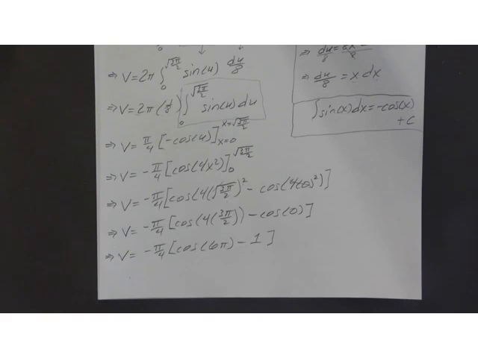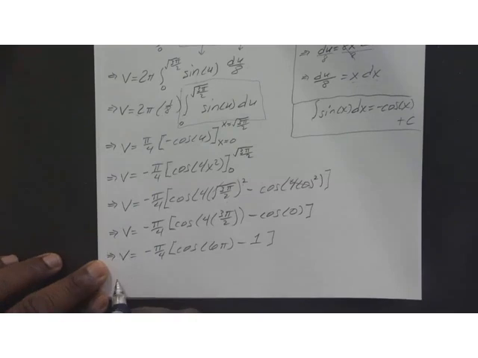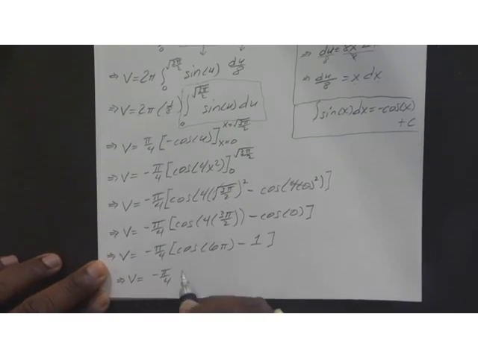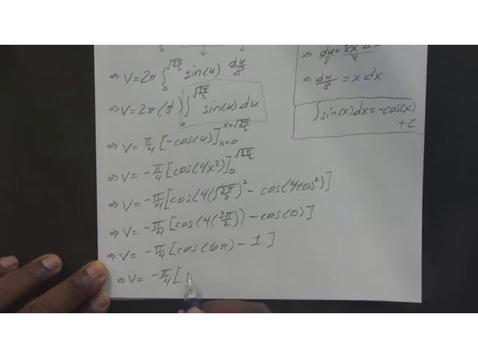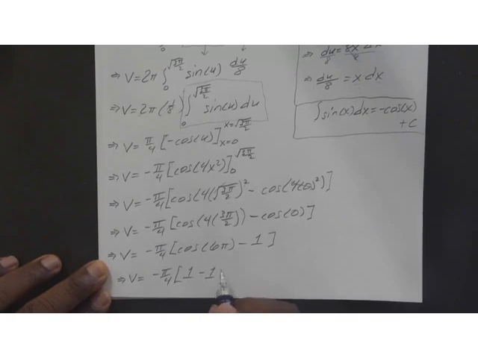Okay, so we know cosine of 6 pi, negative pi over 4, and cosine of 6 pi is actually 1. So 1 minus 1. So you have negative pi over 4 times 0, which is just 0.